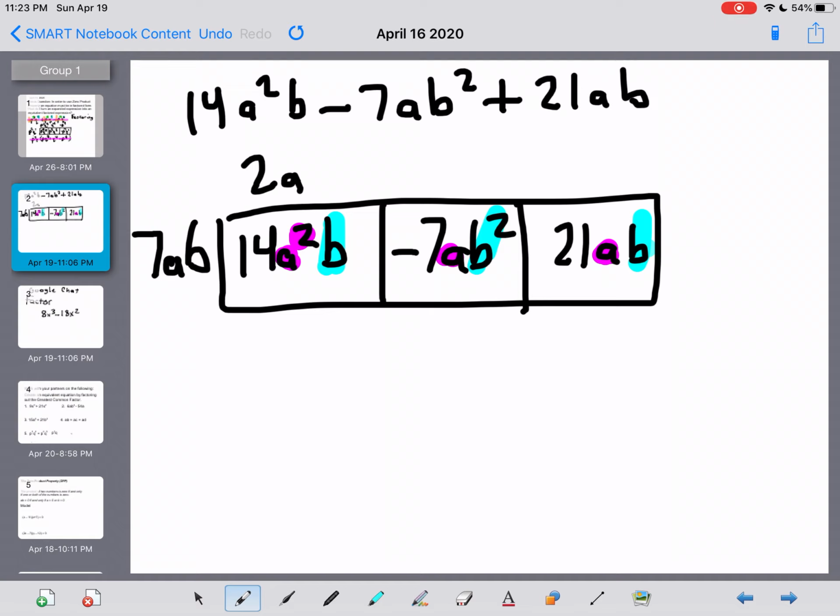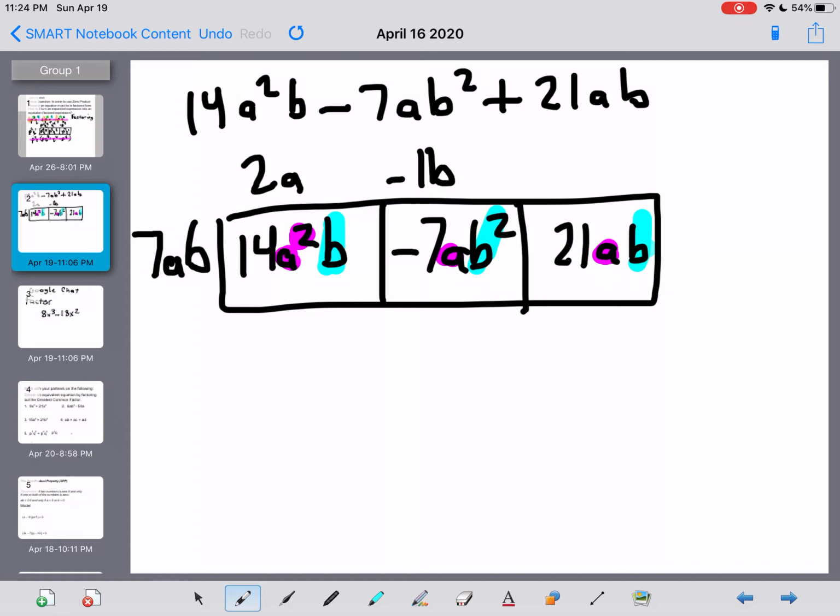Now to go from 7ab to negative 7ab squared, to go from 7 to negative 7 is negative 1. 7 times negative 1 is negative 7. A to A, we're good with our A's, and to go from B to B squared, you need to multiply by a B. And just take a look at it. Let's see if this works. 7ab times negative 1b would be negative 7ab squared. So it's helpful to look at that again and make sure you factored correctly.